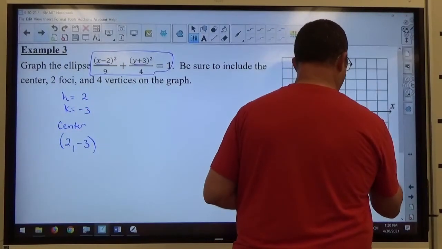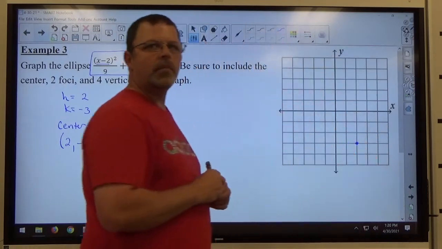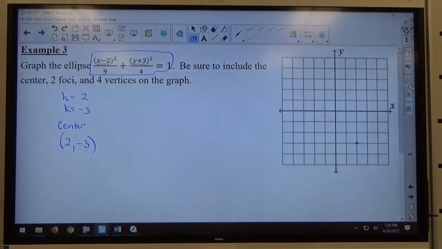2 right, 3 down, there's my center. Everything else I do for graphing this ellipse goes off of the center. That's my central point. Everything is going to go off of that.